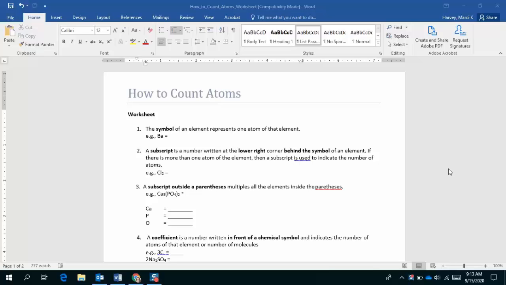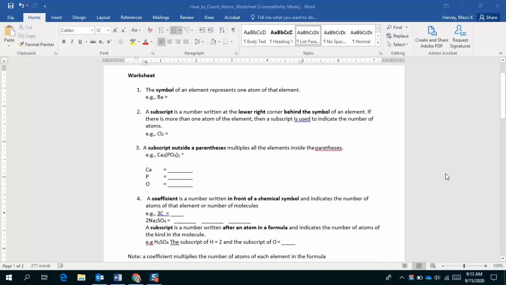This video is going to teach you how to count atoms. I'm going to use this worksheet that's linked in Canvas for you. We're going to start out with just a few examples here at the top.